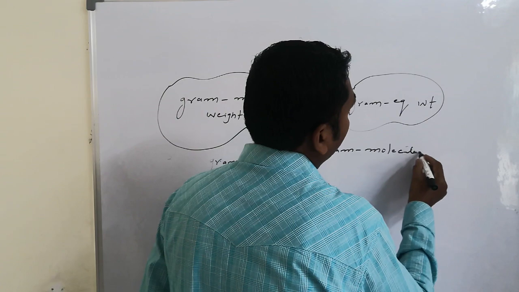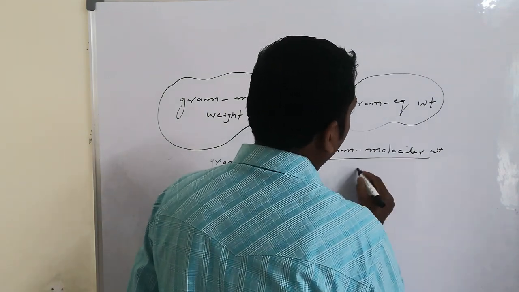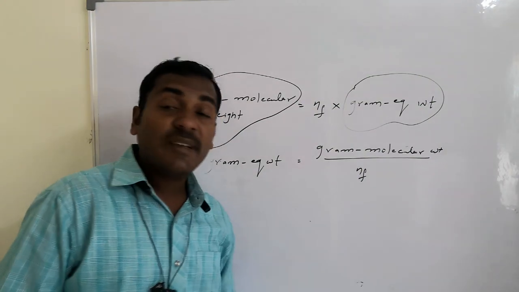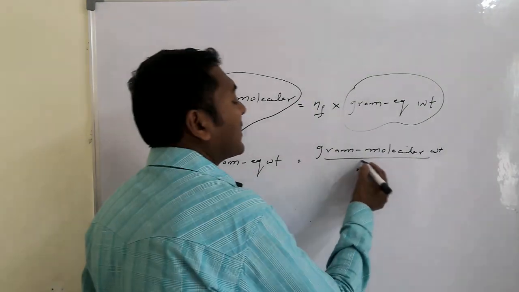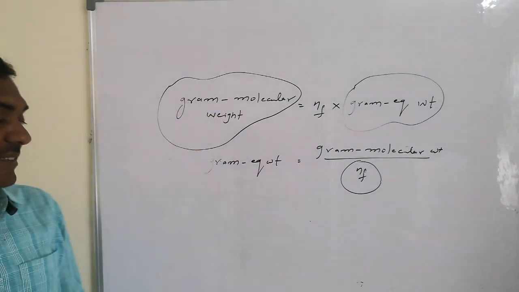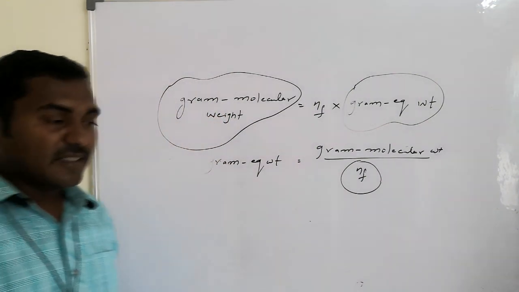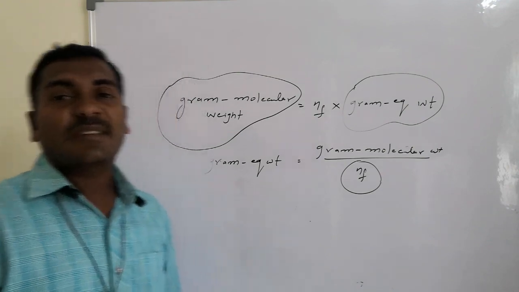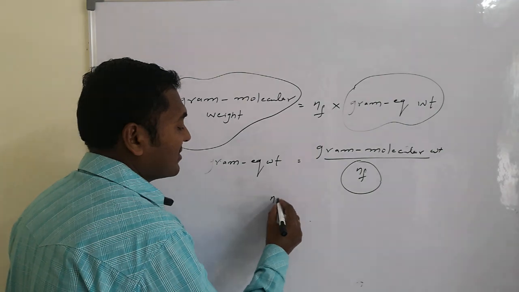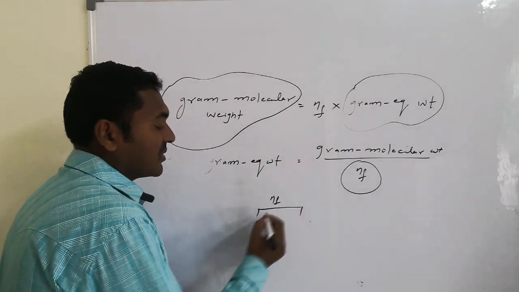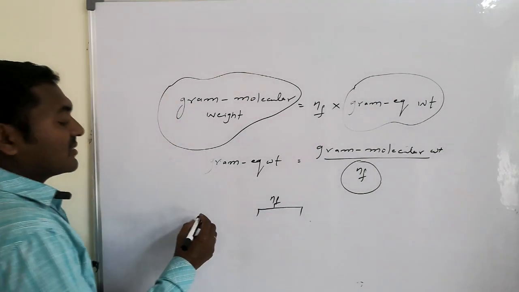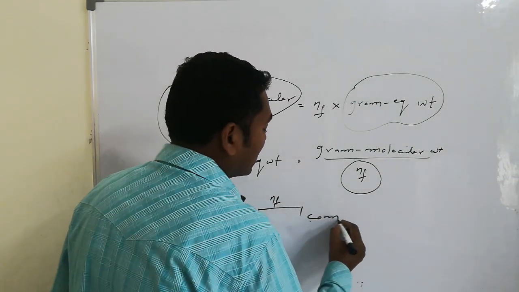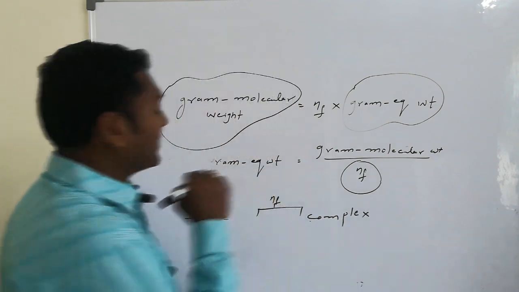This will become equal to gram molecular weight divided by what? N factor. Yes, gram equivalent weight will become equal to gram molecular weight divided by N factor. Whereas N factor in terms of general redox reactions, in oxidations, in reductions, in complex redox reactions like comproportionation reactions and disproportionation reactions, how will it be present? Suppose we go for two cases: case number one, in simple redox reactions, whereas in complex redox reactions, how is this N factor present? Let us have a discussion.